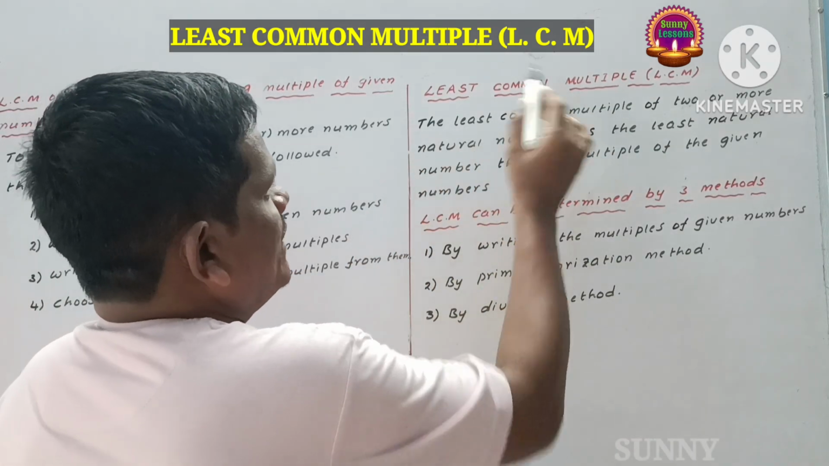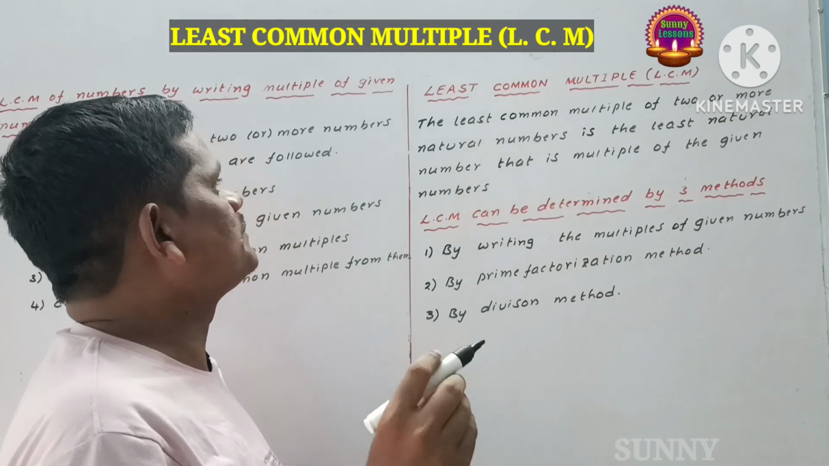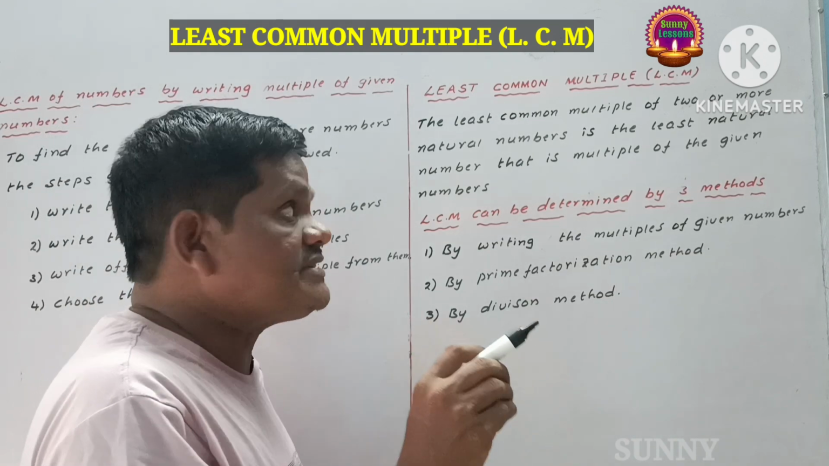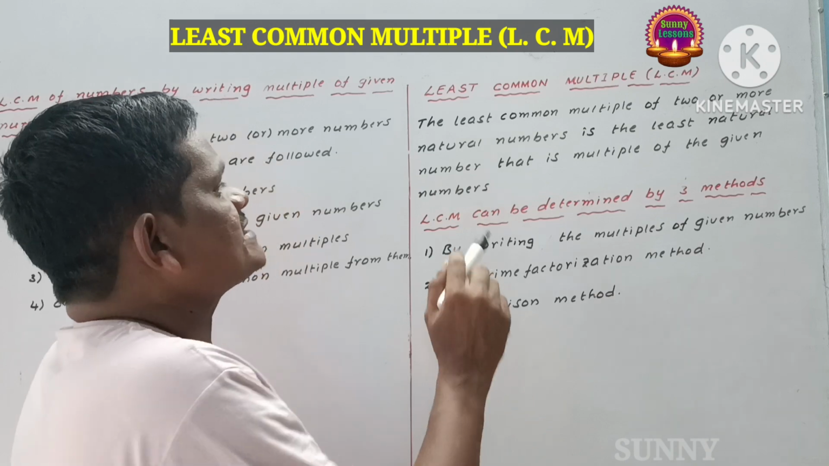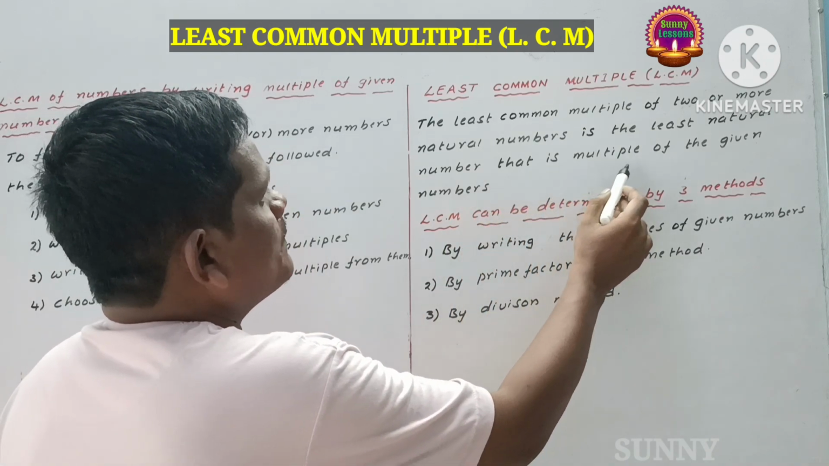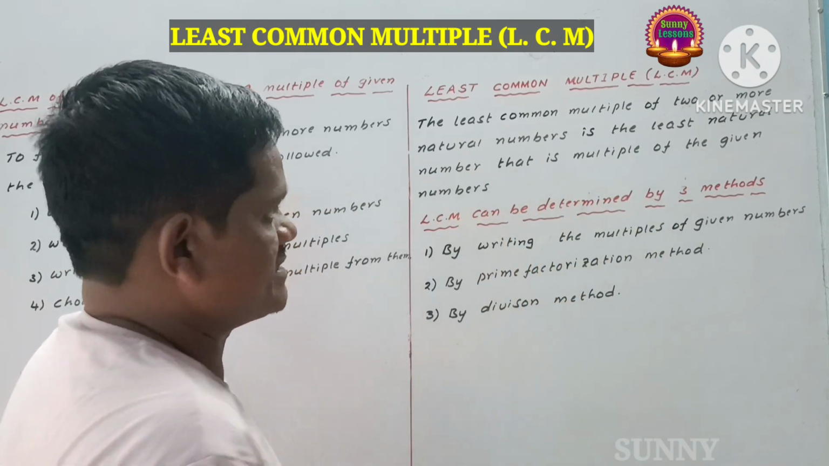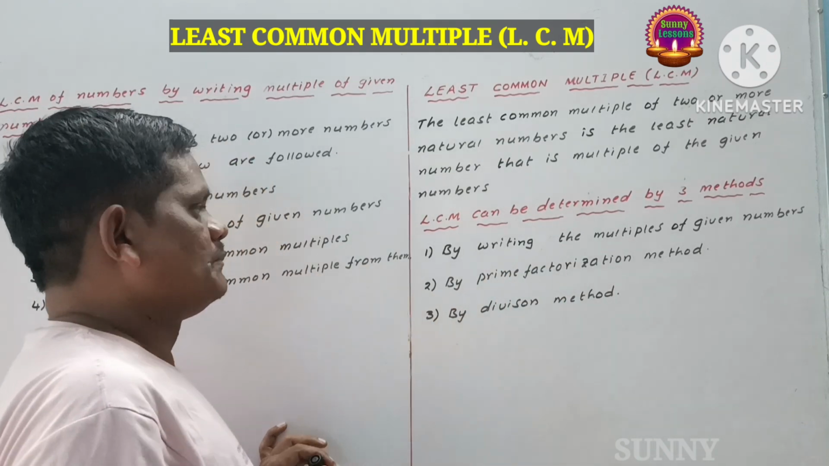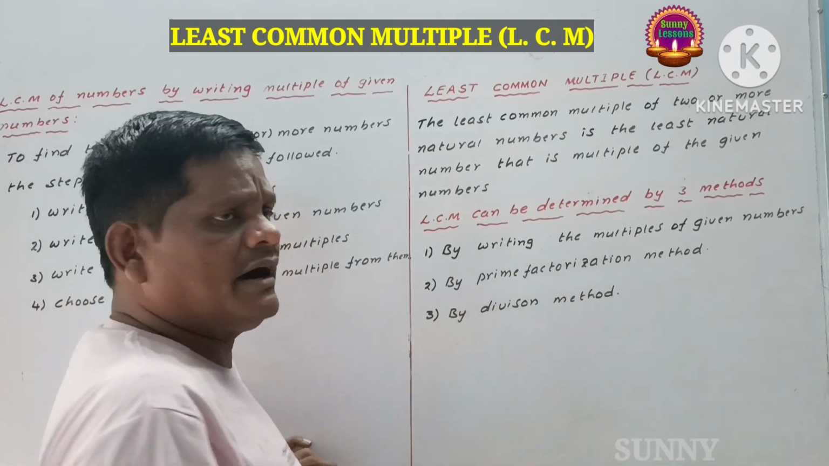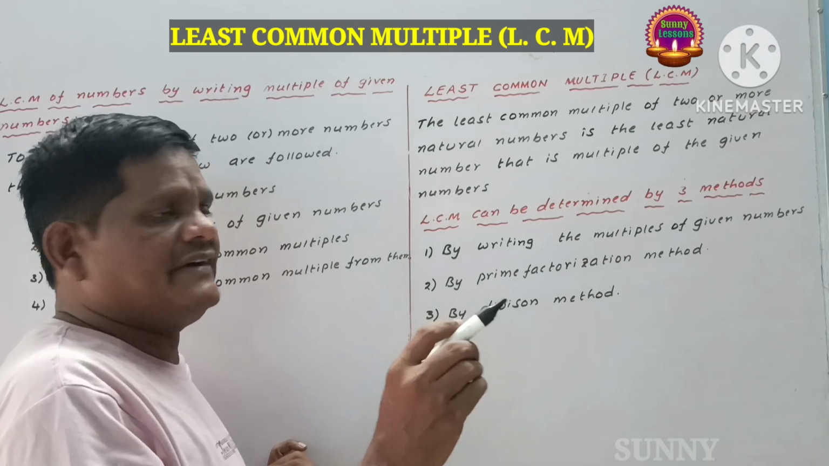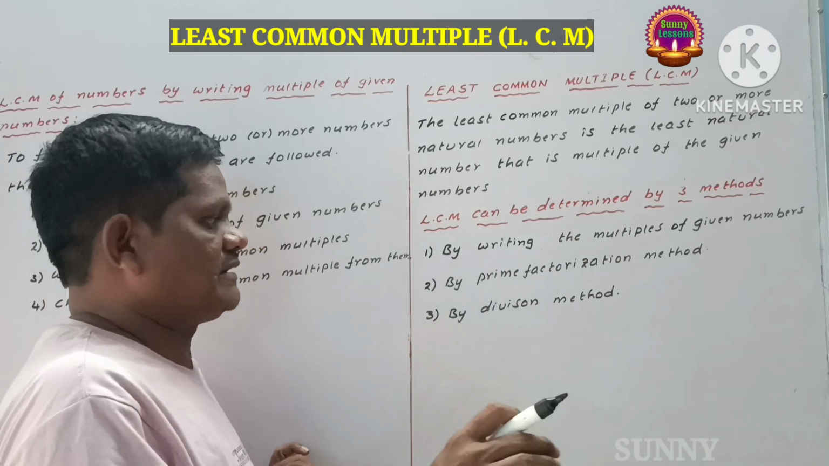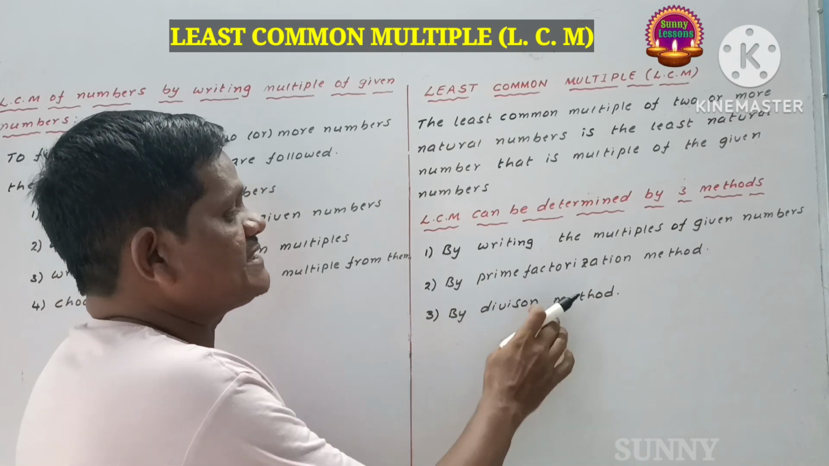Least common multiple. LCM means least common multiple. The LCM of two or more natural numbers is the least natural number that is a multiple of the given numbers. LCM can be determined by three methods. First one is by writing the multiples of given numbers. Second one is the prime factorization method. Third one is the division method.